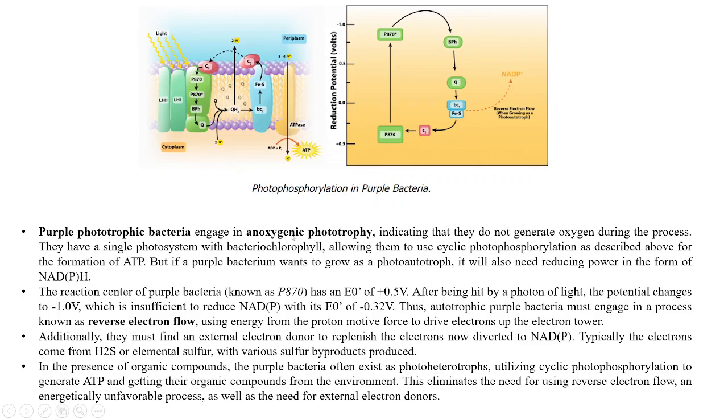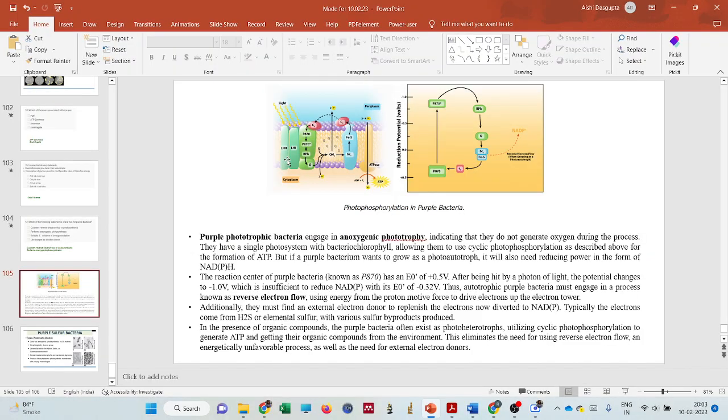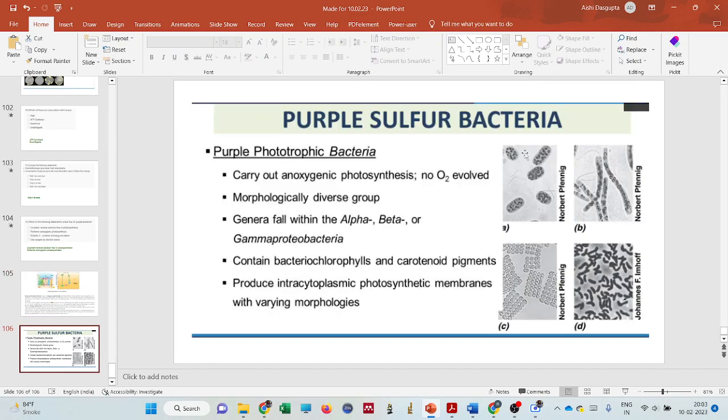And the other one was anoxygenic phototrophy, definitely, because they do not generate oxygen during the process. So the previous option was correct, they engage in anoxygenic phototrophy. So that's it. So these are the purple sulfur bacteria. They carry out anoxygenic photosynthesis, also taken from the lecture slides. There's no oxygen involved. They are a morphologically diverse group. Their genera fall within alpha, beta, gamma proteobacteria. They can contain bacteriochlorophylls and even carotenoid pigments, and they produce intracytoplasmic photosynthetic membranes with varying morphologies.